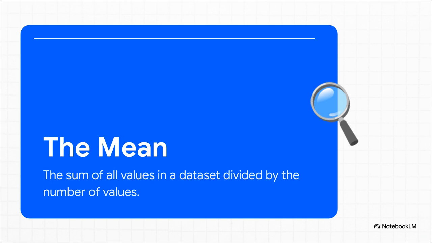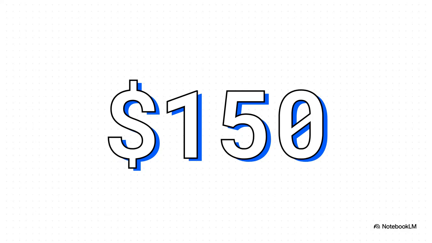So for us, all the daily sales, and then you divide by the number of days. It's that classic average we all learned how to do back in school. So for our online store, the mean daily sale comes out to $150. Okay, simple enough. It's a nice summary that uses every single data point. But, and this is a big but, that very fact is also its biggest weakness.